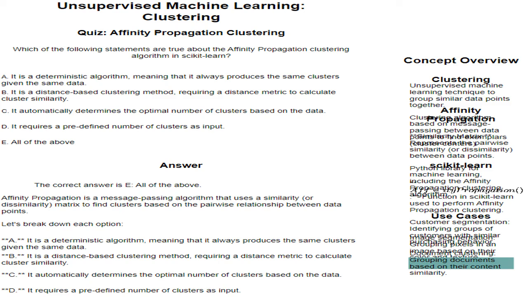Document clustering: grouping documents based on their content similarity. You could use affinity propagation to cluster a collection of documents based on their content, such as keywords, topics, or style. This could be useful for organizing documents, identifying related topics, or building a search engine.